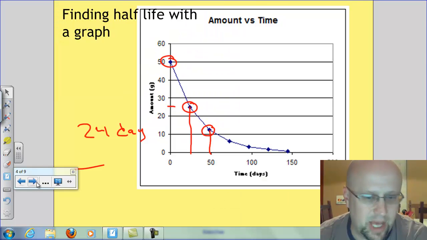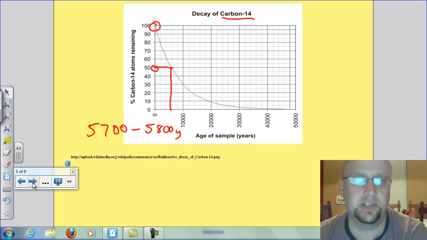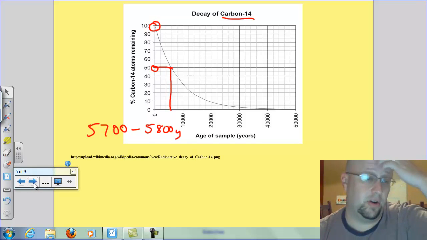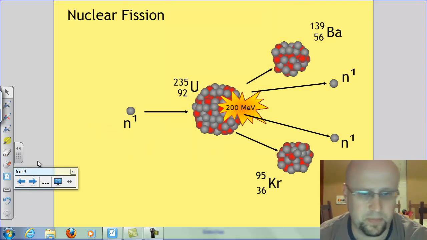And again, there's some mathematical ways to do it, but we don't have to make it all that terribly complicated. Okay, so that's how we find half-life on a graph, and we'll have a couple of examples of that coming up for you to practice as well. So let's move on to the next couple of things.